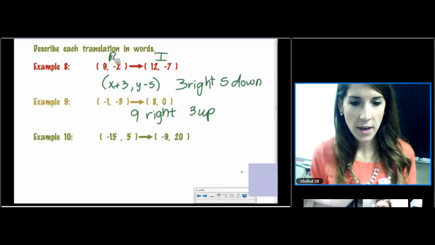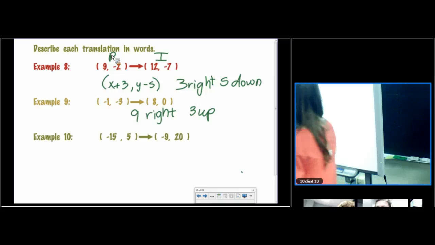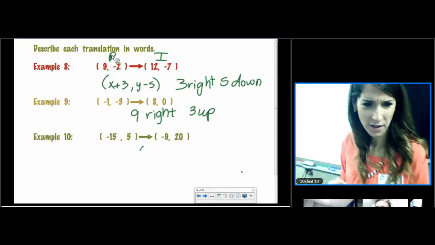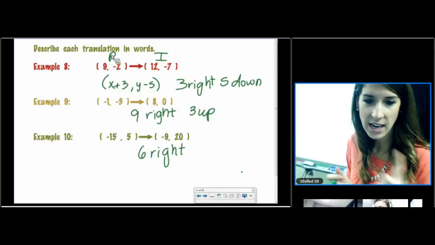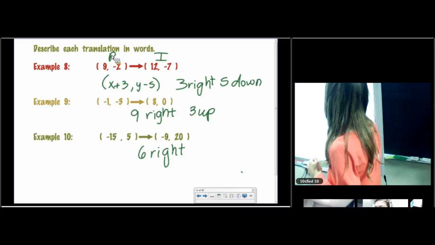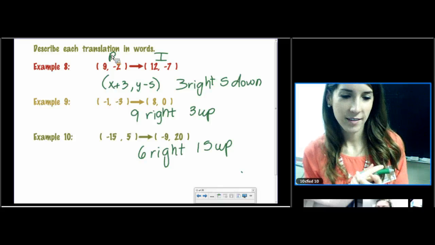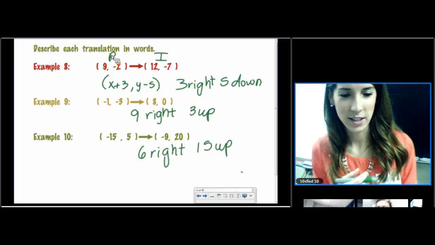Thank you, Ariana. Okay, 6 to the right, because we're going positive 6. Apparently, I don't like to go to the left very often. And 15 up. Very good. So that one took it a little bit further. It was a tiny bit harder, but not much. So let's keep going.